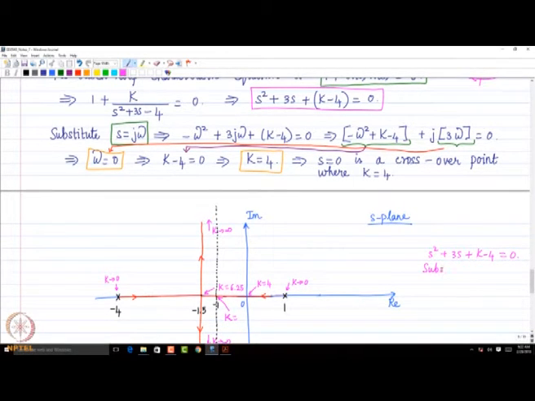Substitute s equals minus 1. Why am I doing it? Because that is the point beyond which both branches of the root locus go to the left of the minus 1 line, right. So, when I substitute s equals minus 1, what do I get for K? This becomes plus 1, this is minus 3, minus 4, then I will get K to be, what is the value of K? 6, right. So, 6, okay.